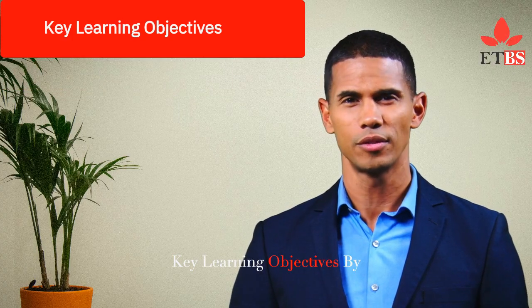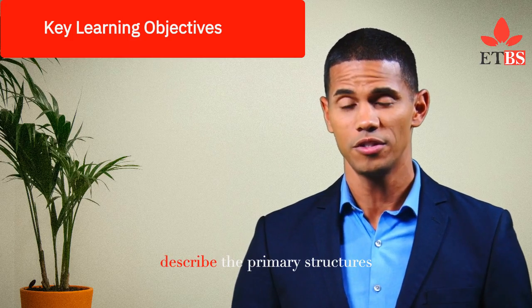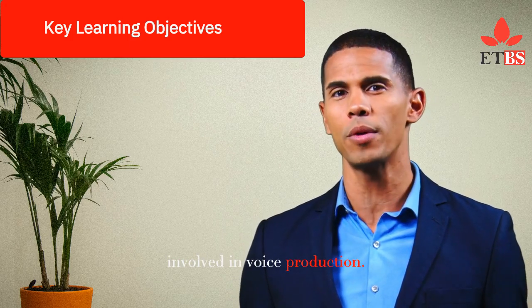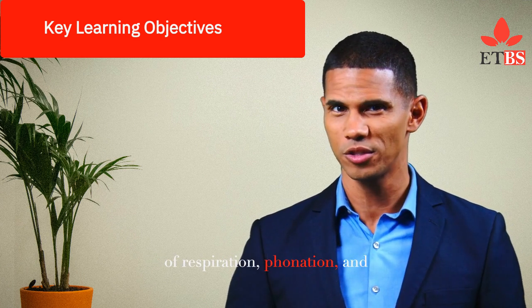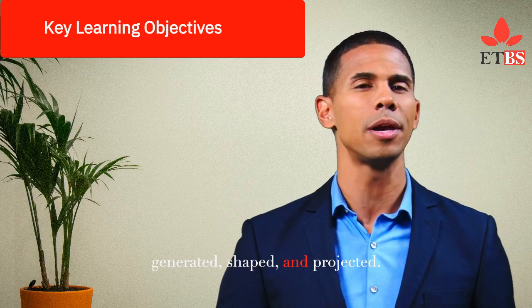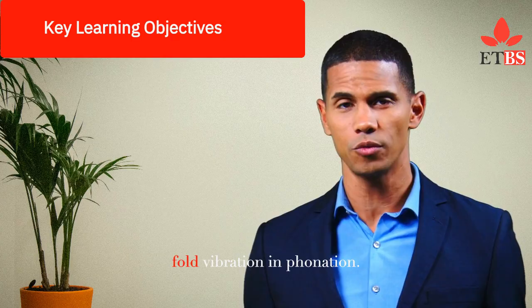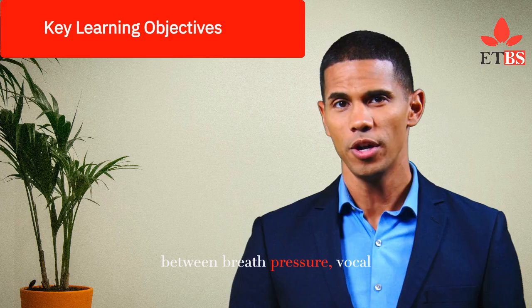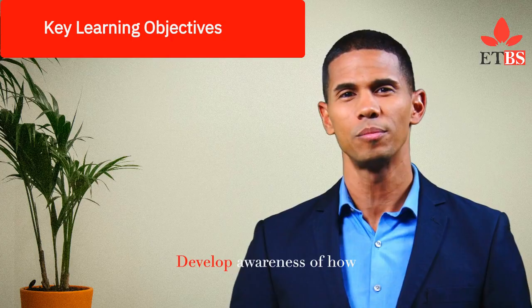Key learning objectives. By the end of this module, you will be able to identify and describe the primary structures involved in voice production, explain the physiological processes of respiration, phonation, and resonance, analyze how voice is generated, shaped, and projected, understand the role of muscles, airflow, and vocal fold vibration in phonation, appreciate the delicate balance between breath pressure, vocal fold adduction, and articulator positioning, and develop awareness of how misuse or overuse can strain these systems.